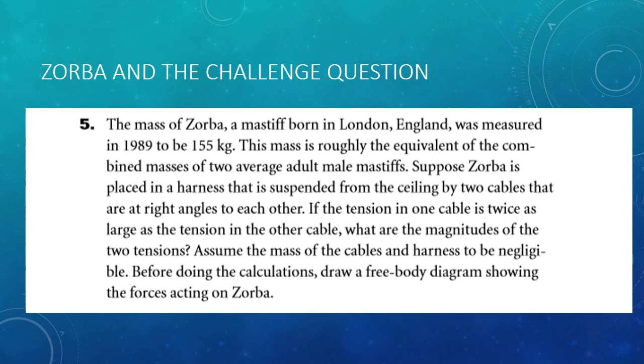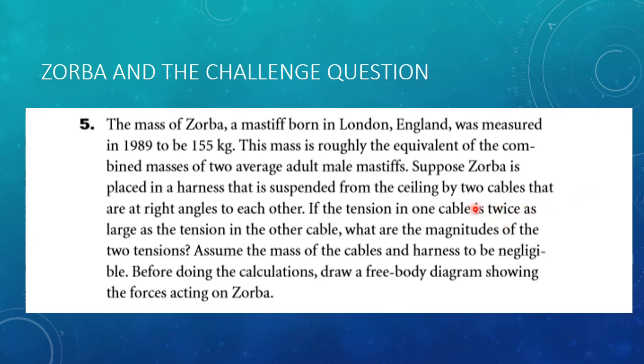He's placed in a harness. There are two cables. They're at right angles to each other. If the tension in one is twice as large as the tension in the other, what are the magnitudes of the two tensions? So that's the interesting twist. Unlike the gorilla, which had equal tensions, now we have different tensions in the cable that you have to accommodate. However, the math is not all that incredibly hard because one cable is simply twice the other.